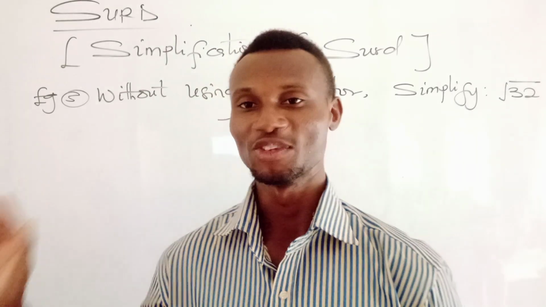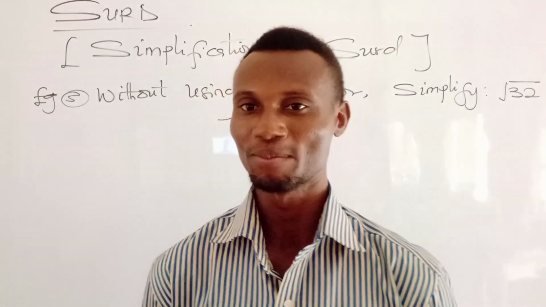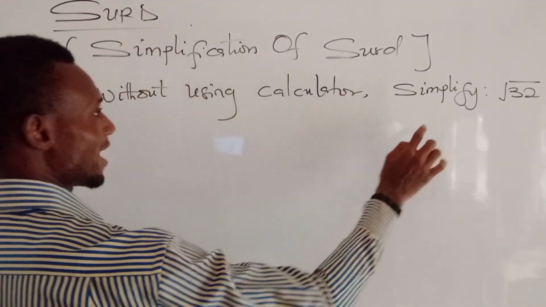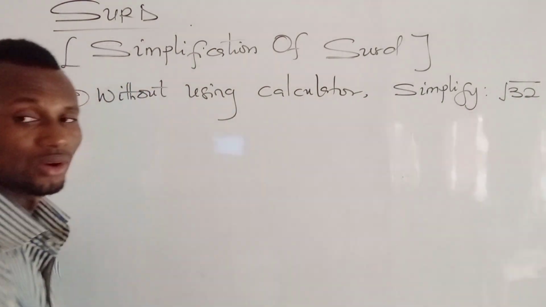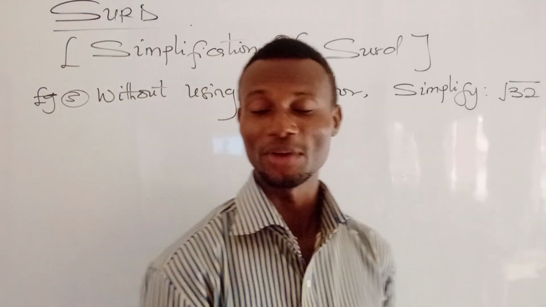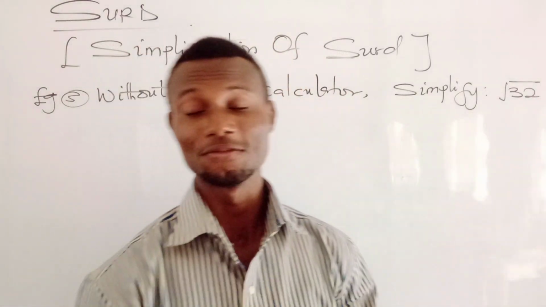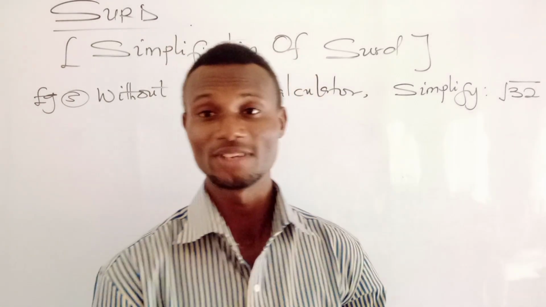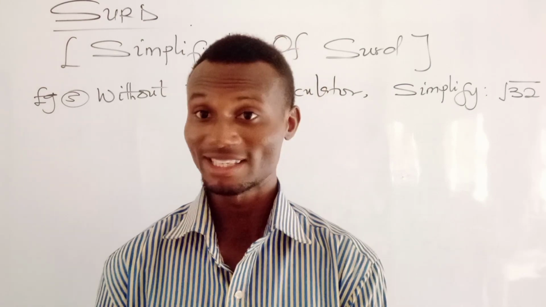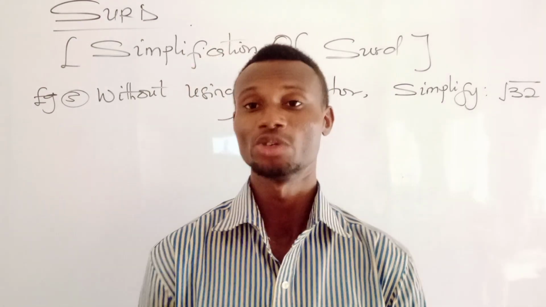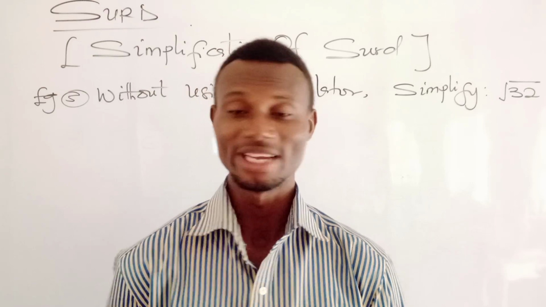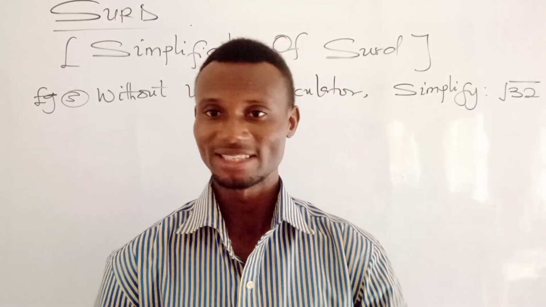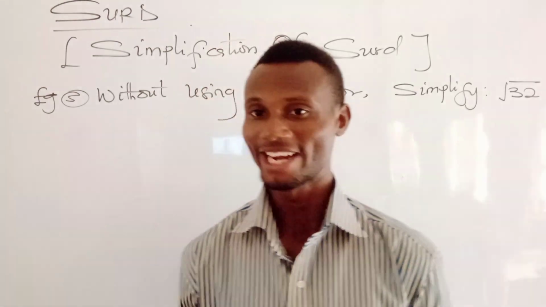So let's go ahead and solve the example 5 that I have on the board. Example 5 says that without using a calculator, simplify square root of 32. We know that when we type square root of 32 on the calculator, the calculator will give us a straight answer. But we are going to go through the process that I've shown you in the previous videos, then we are going to arrive at the same answer that the calculator will give us. So let's go ahead and do it together.